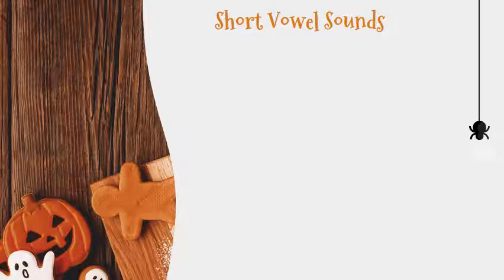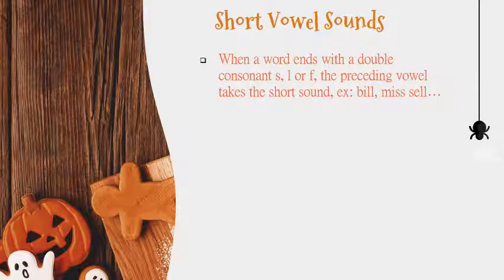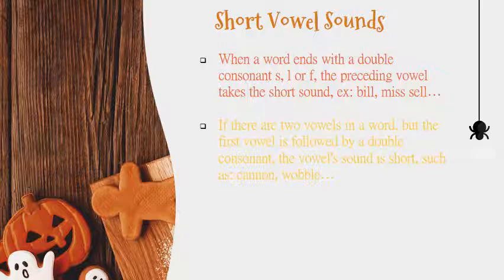Okay, let's continue with short vowel sounds. When a word ends with a double consonant, double S or double L or double F, the preceding vowel takes the short sound. Example, bill, miss, sell. If there are two vowels in a word, but the first vowel is followed by a double consonant, the vowel sound is short, such as cannon, wobble. Okay? So you see in cannon, both vowels are separated by a double consonant. So they take the short sounds, cannon, wobble.